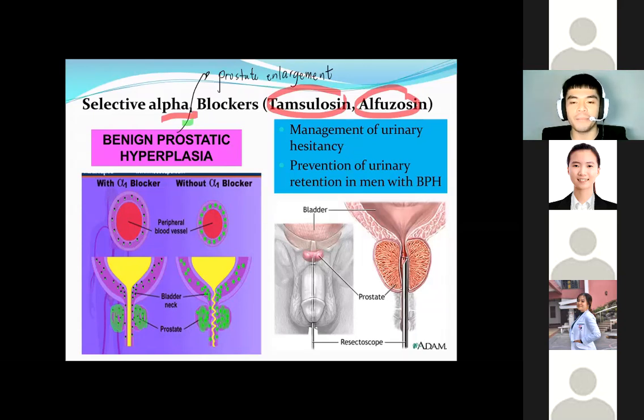Kaya ginagamit siya for symptomatic relief. Kaya nakalagay dito, management of urinary hesitancy and then prevention of urinary retention. Now, ano yung gusto nating i-emphasize during BPH? Please listen carefully.